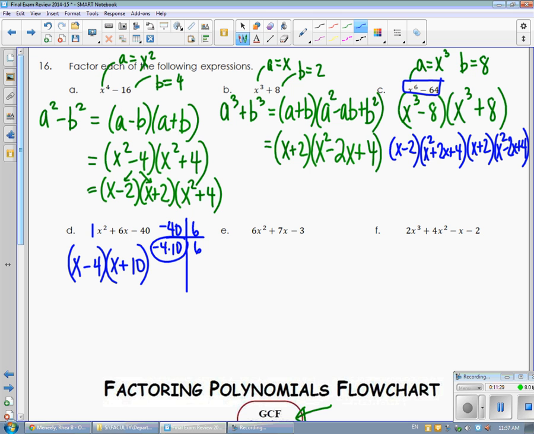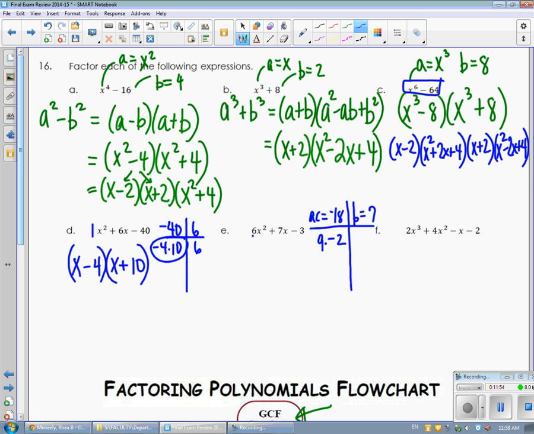Letter E. If I look at my terms, there's nothing in common that I can factor out. But this time, I have a 6 in front of x squared, and that complicates things. When I look at my product, again, it's a times c, and that's going to be negative 18, because I've got to do 6 times negative 3. My middle term, b, is my sum. So I'm looking for numbers that multiply to give me negative 18 and add to give me 7. So I'm looking at 9 times negative 2.